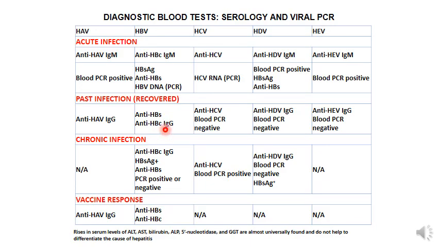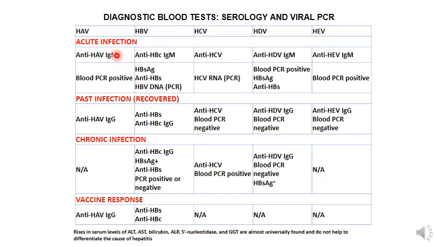Here you see diagnostic tests, serology and viral PCR for these viral hepatitis. In case of B, you check for anti-hepatitis B core IgM, and you check for surface antigen and anti-hepatitis B surface antibody, or you check for DNA particles by polymerase chain reaction.